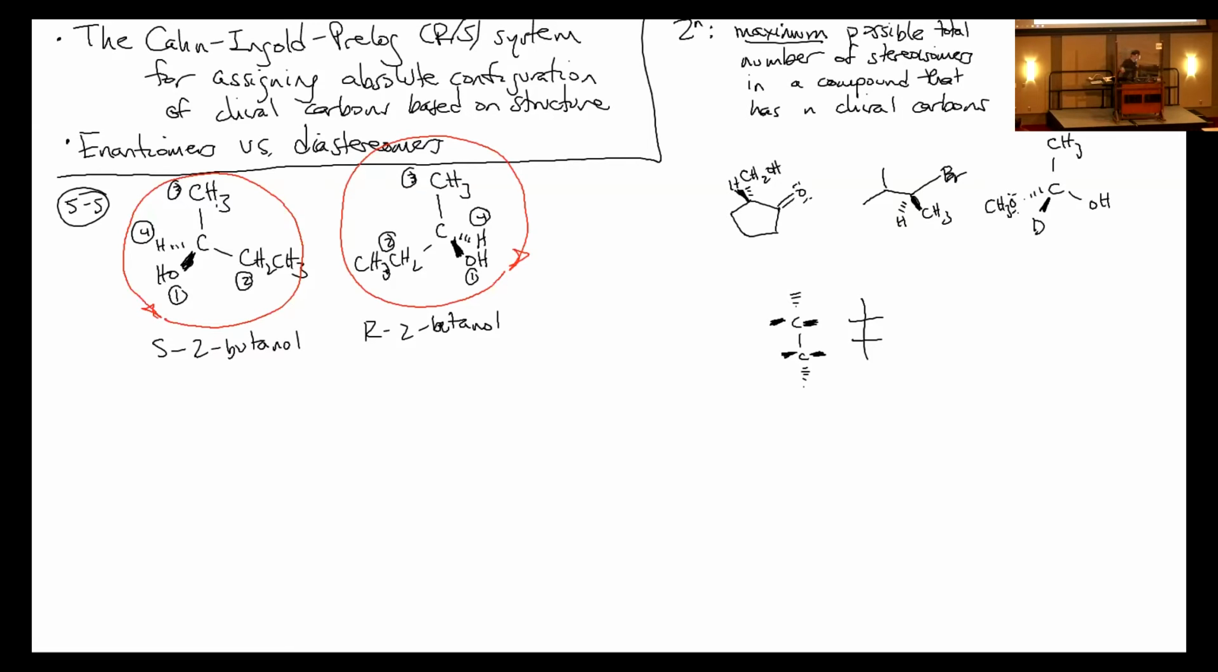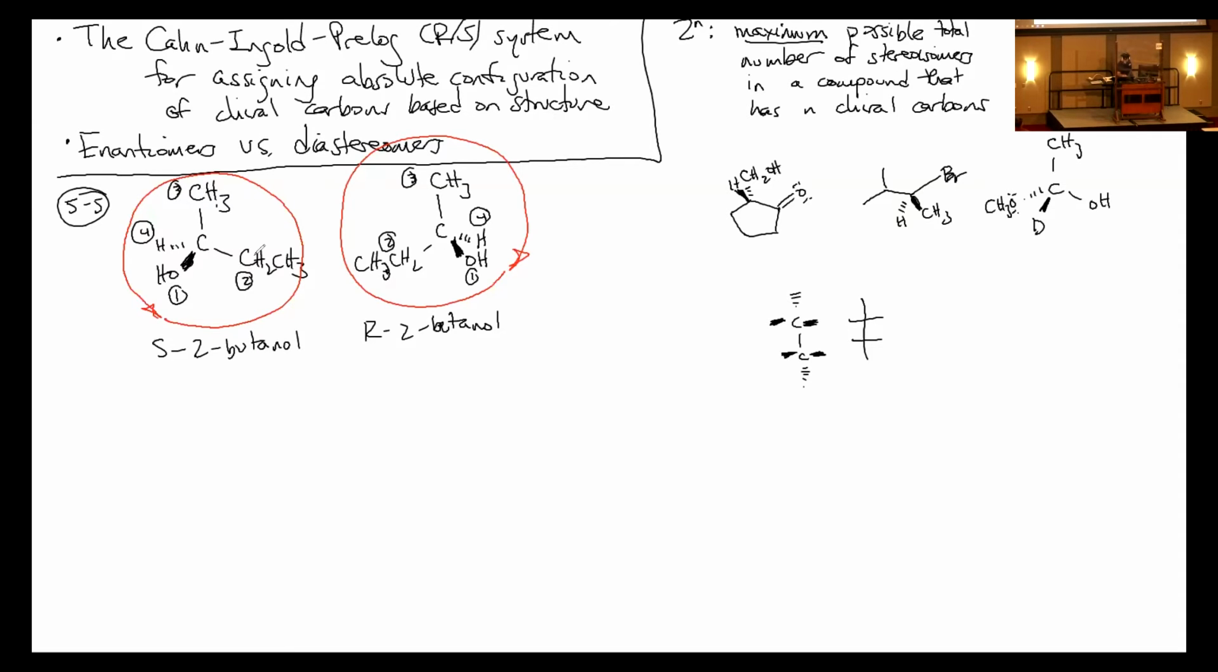Oh, question first, yes. Where did the 2 come from? The 2 came because both of these are carbon. So one is to be 2 and one is to be 3. The oxygen is going to beat that because oxygen is element number 8, carbon is element number 6.